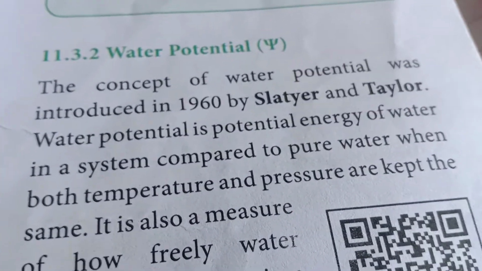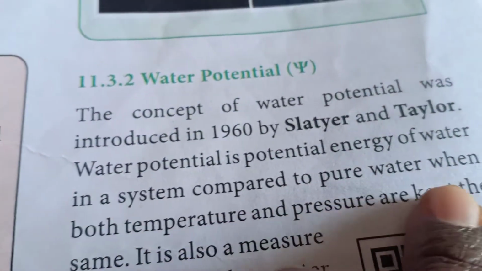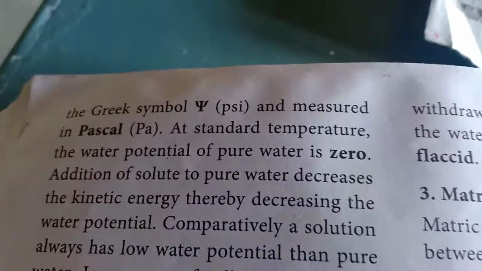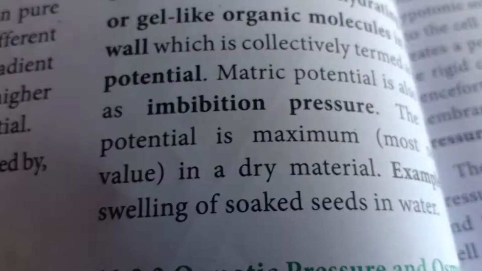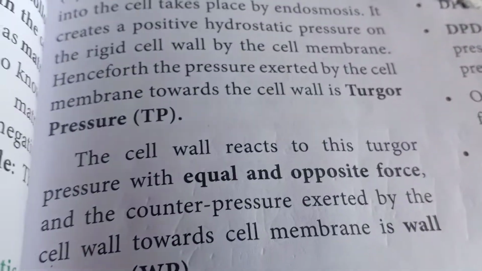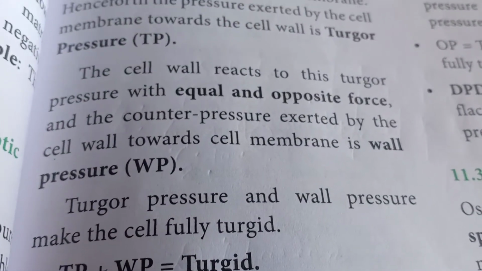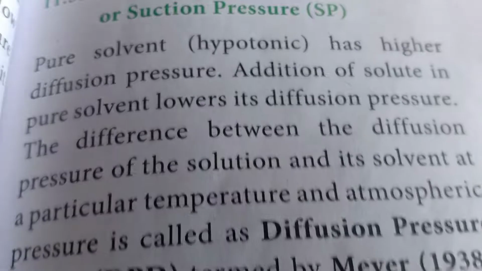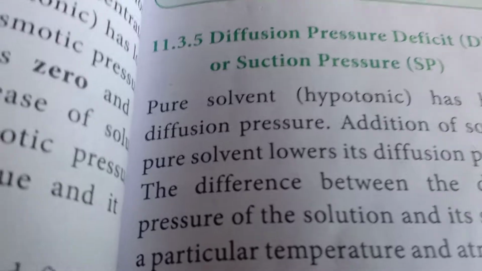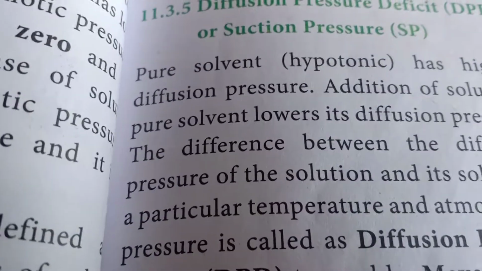It is the potential energy of water in a system compared to pure water when both temperature and pressure are kept the same. So water potential is there, followed by solute potential, pressure potential, matrix potential, then osmotic pressure and osmotic potential. Then you have turgor pressure, TP, and wall pressure. The next definition would be DPD, diffusion pressure deficit. So all these questions are important for the first topic.